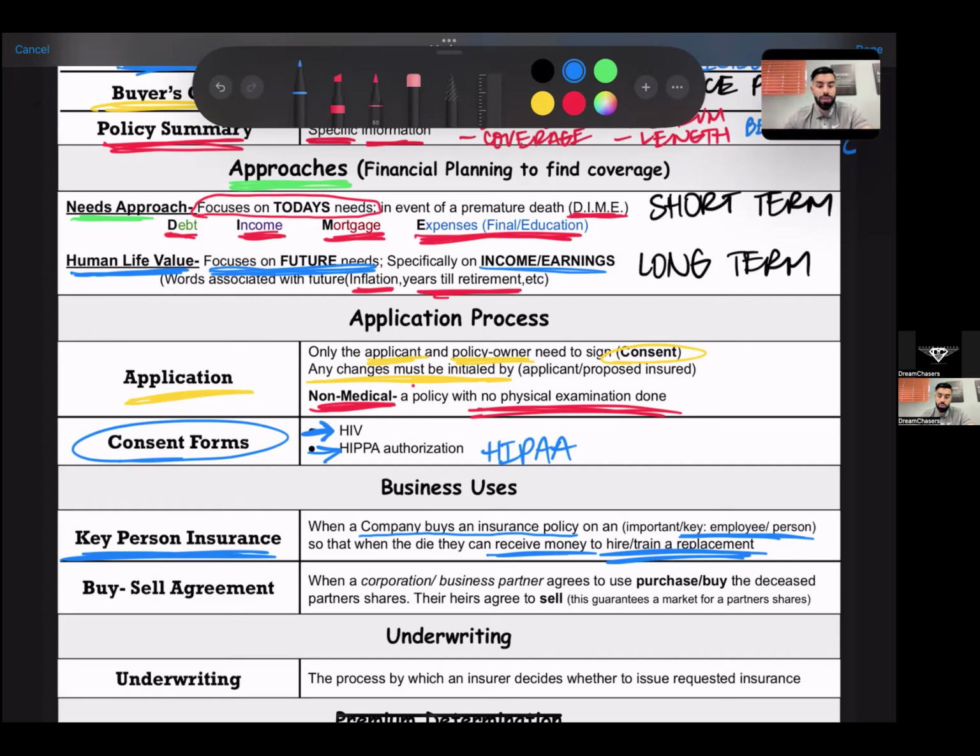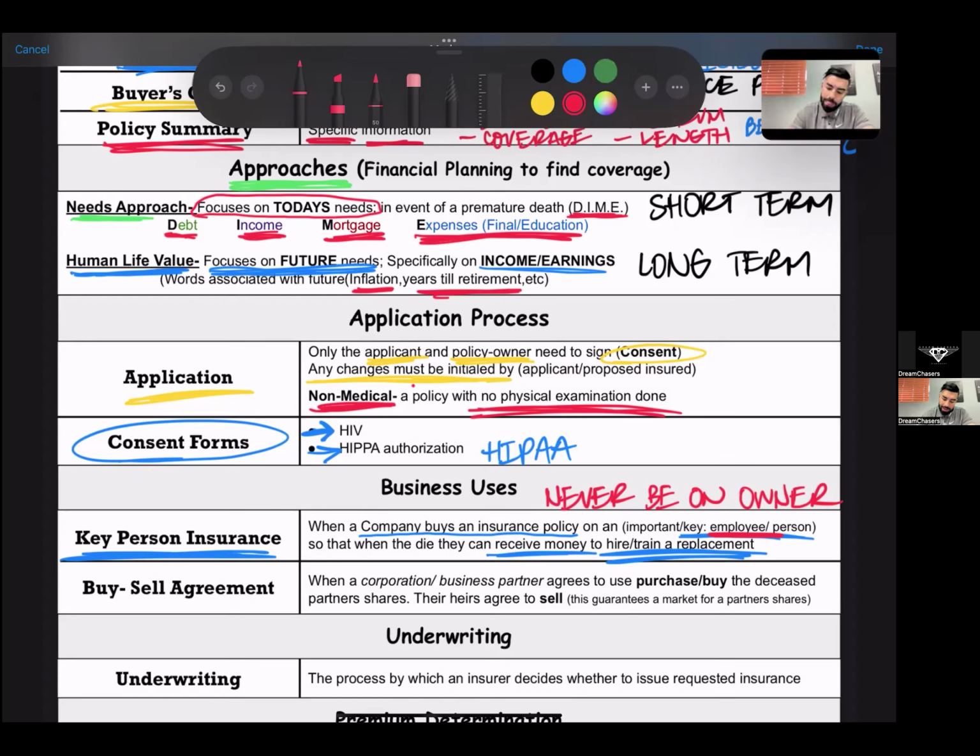Now, one thing to remember about key person insurance is that key person insurance will never be on the owner of the business. Okay. It is always on an employee. So always an employee, never on the owner of the business. Okay. So I've seen a question pop up that asks about a small hardware store owner. He cannot have key person insurance because he's the owner of the hardware store. An employee there, yes, but him, the owner, cannot have key person insurance because he owns it.